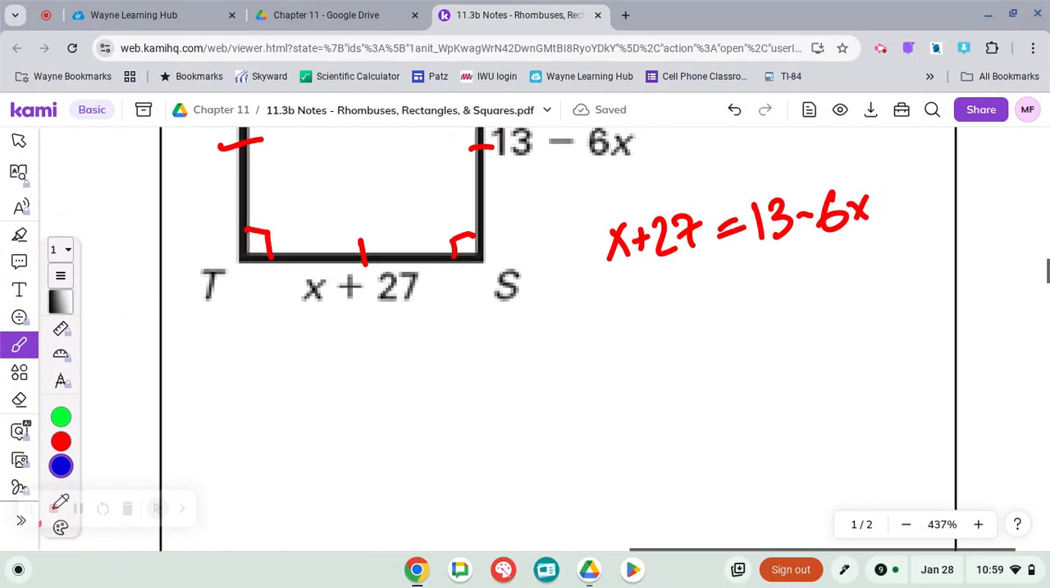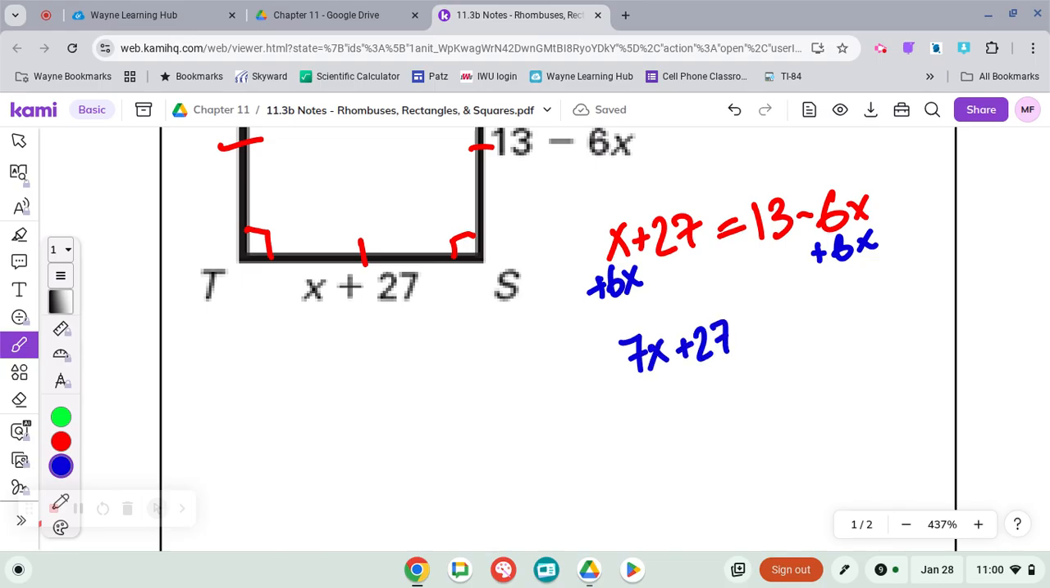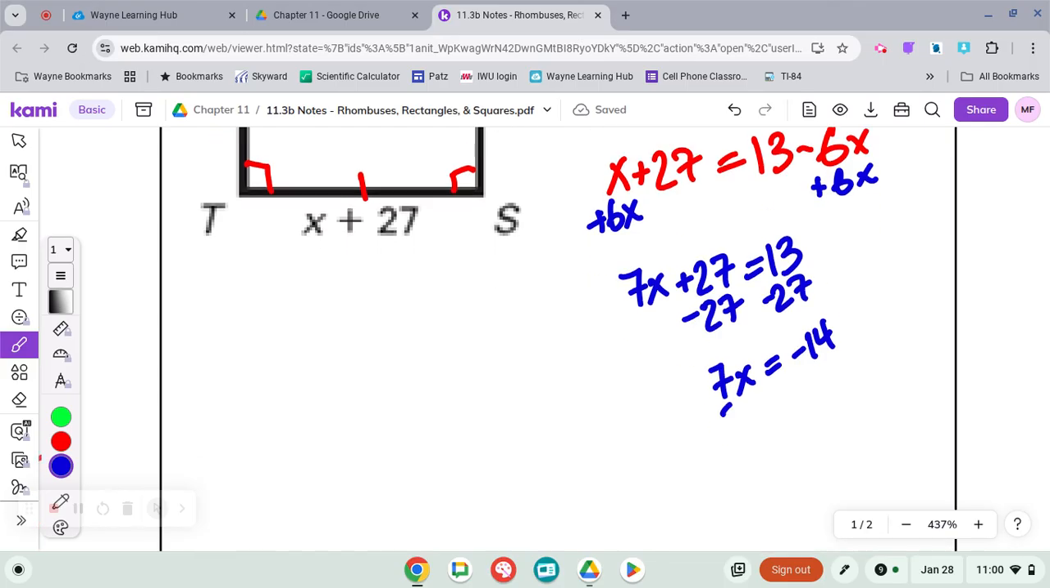It is up to you how you attack this. I'm going to add 6x to keep my x positive, but you wouldn't have to. In the end, it doesn't keep it positive everywhere because we're going to subtract there and get 7x equals negative 14. We're going to divide and get x equals negative 2.